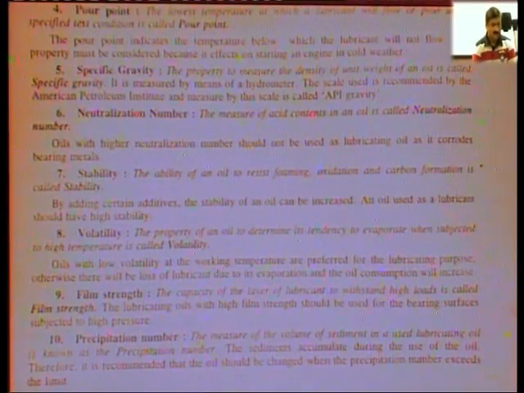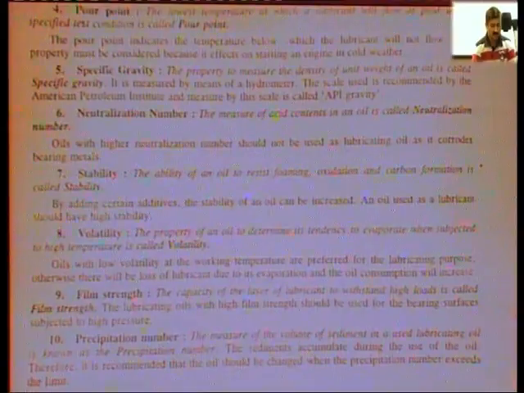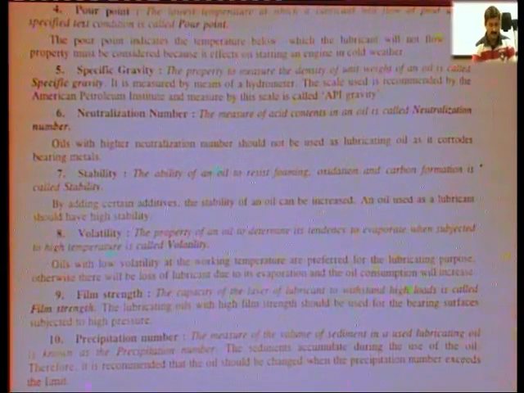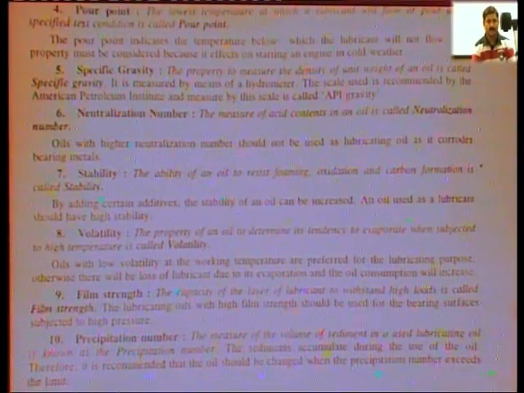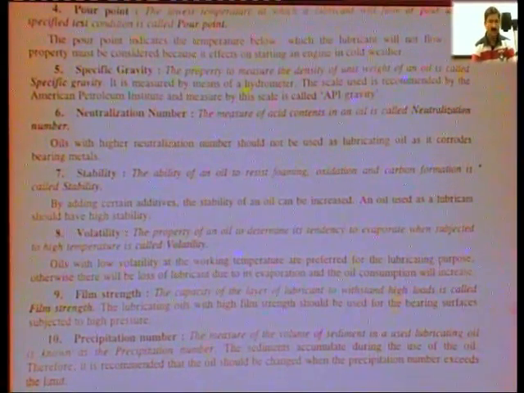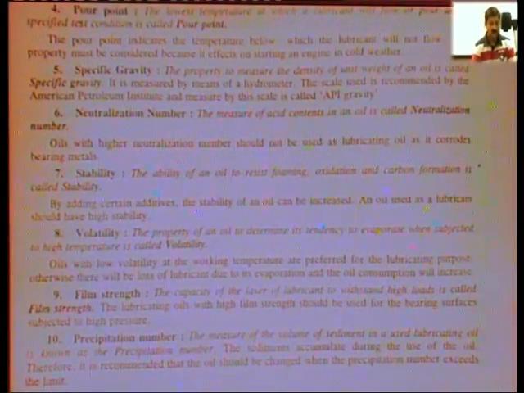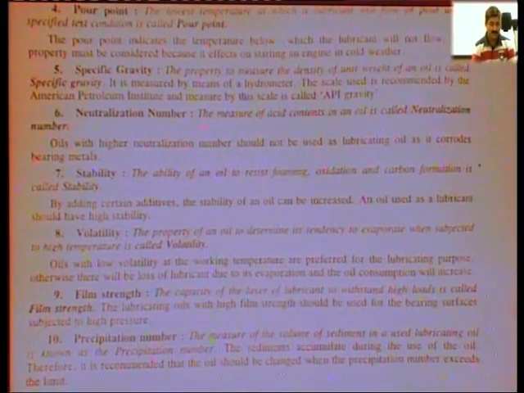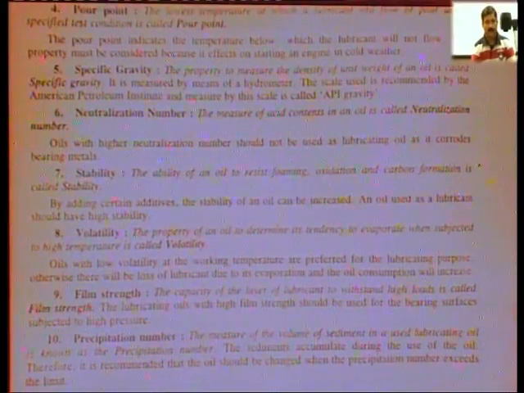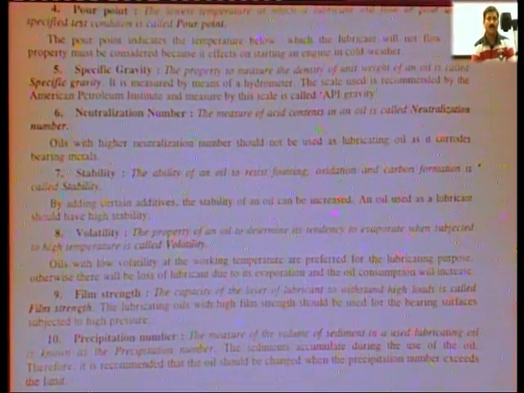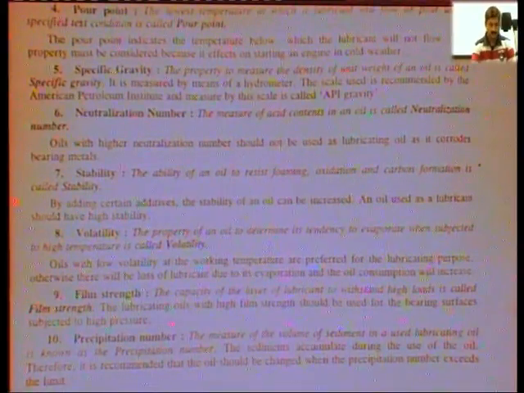Next is the precipitation number. Precipitation number shows the volume of sediments or the precipitate in a used lubricating oil. The precipitation number shows the sediments accumulated during the use of an oil. Therefore, it is recommended that the oil should be changed when the precipitation number exceeds a certain limit.